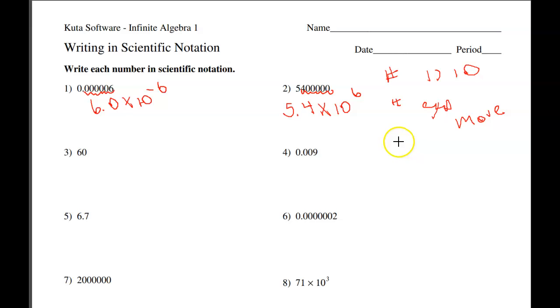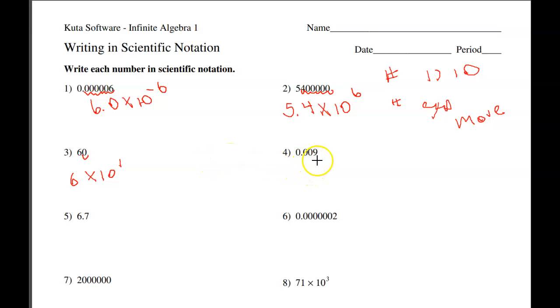So let's try some more. Let's see if I had something like 60. So the decimal point needs to be between the 6 and the 0, so that would be 6 times 10 to the, and now the decimal point ordinarily would be here, and we moved it that place. So it would be 6 times 10 to the first.